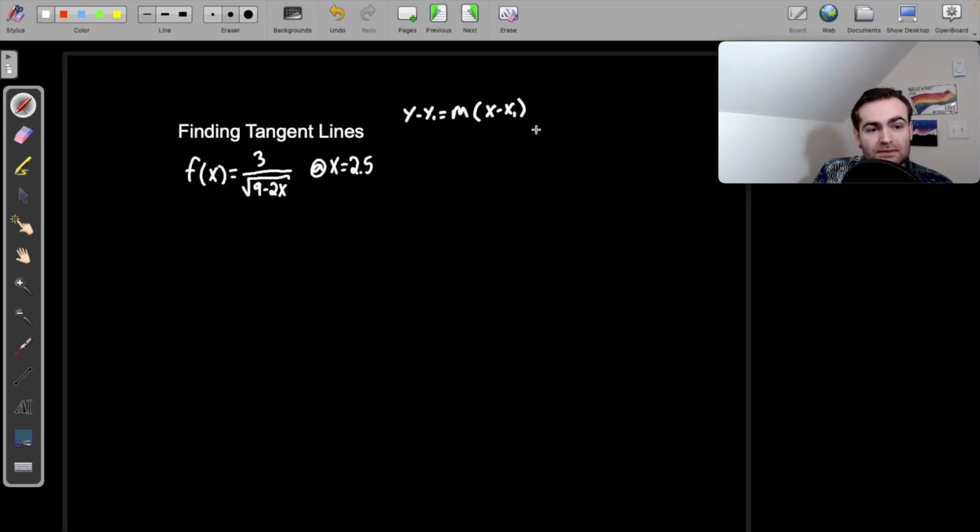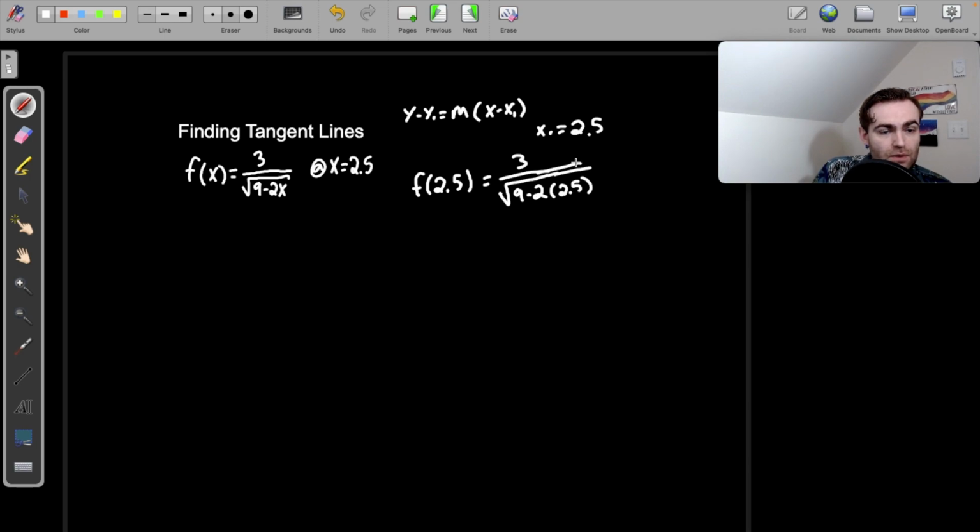So they gave us the x. The x1 is equal to 2.5. We need to find the y1 and the m. We can find the y1 by just plugging this 2.5 into the function. So let's do that over here. f of 2.5 is equal to 3 over the square root of 9 minus 2 times 2.5.